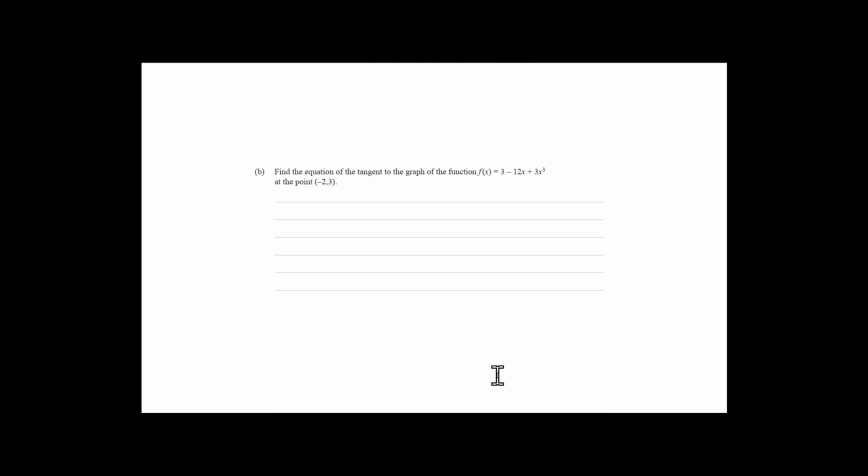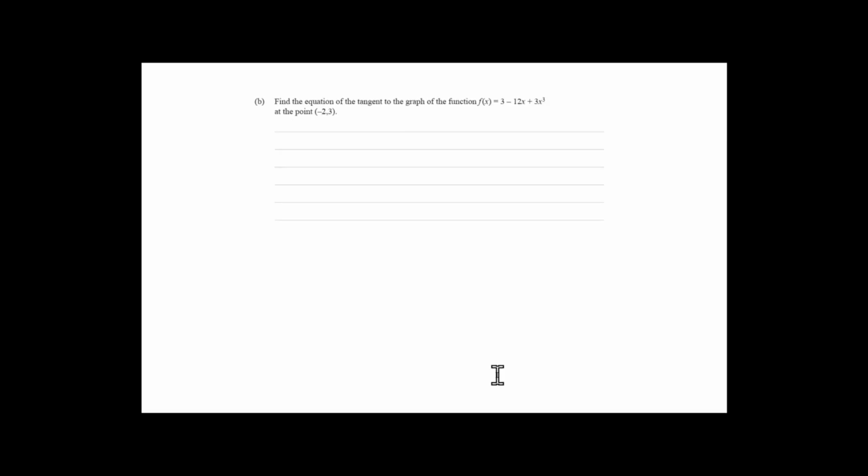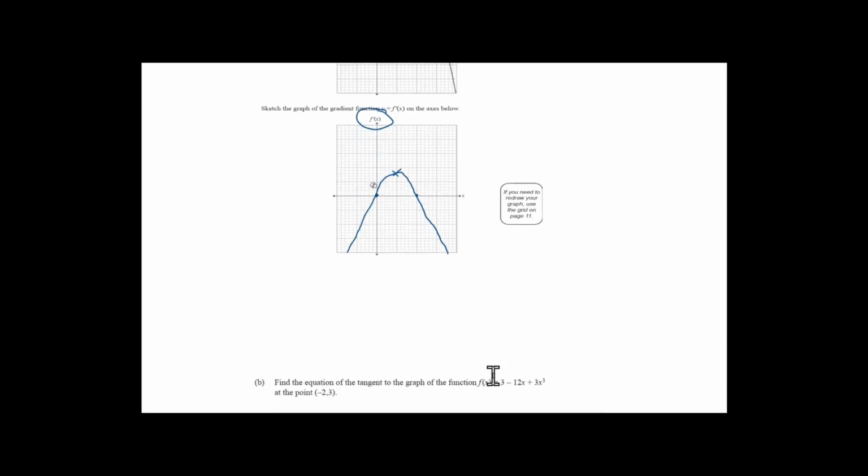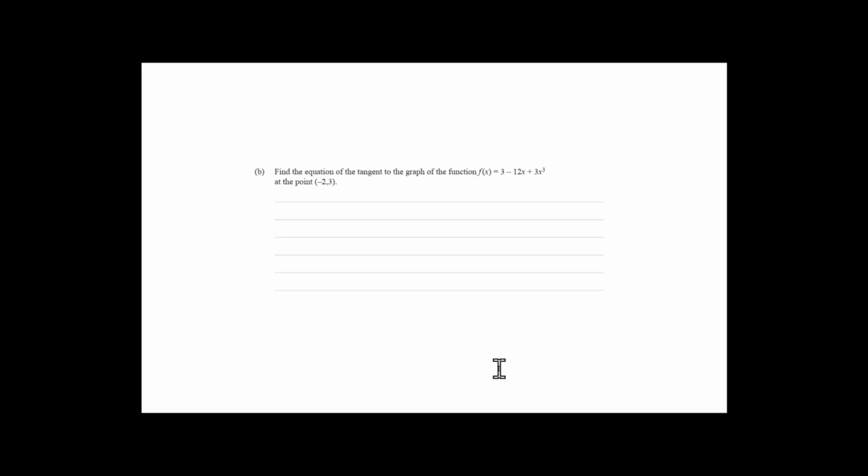Okay. Find the equation of the tangent to the graph f of x is 3 minus 12x plus 3x cubed. I wonder if this is the same graph. At the point minus 2, 3. So they want to find the tangent at that point.